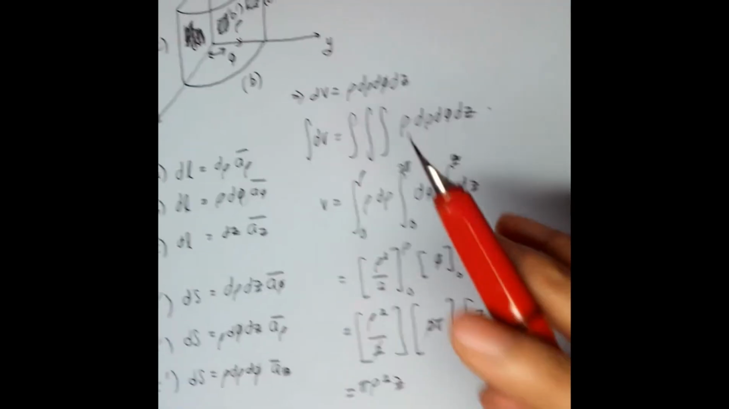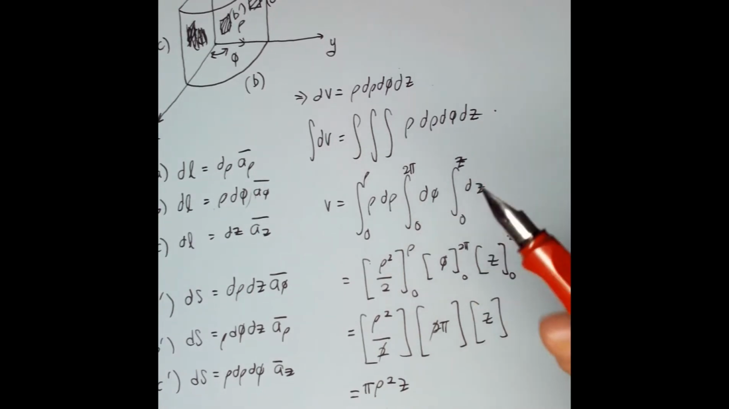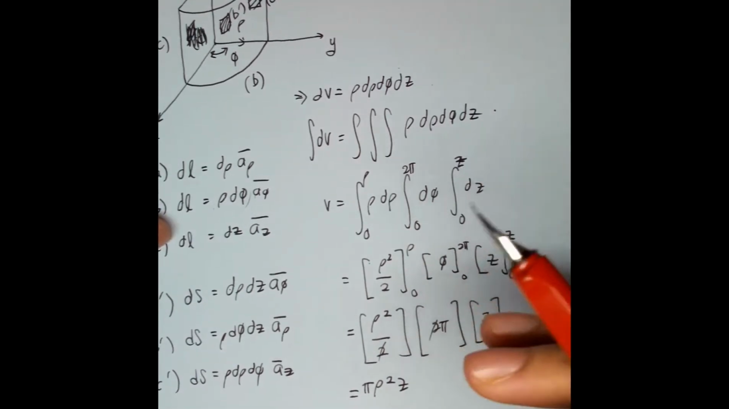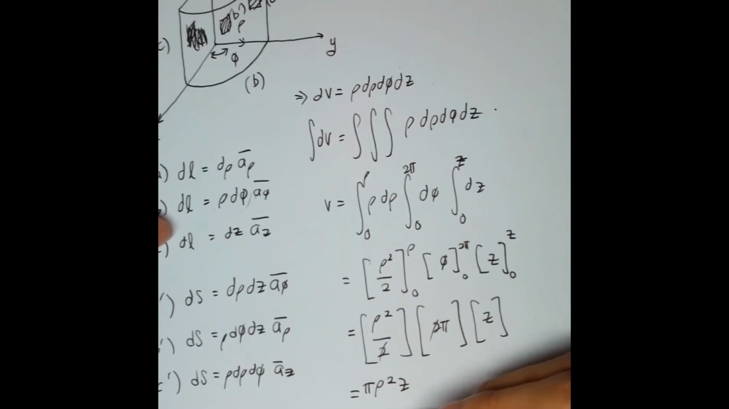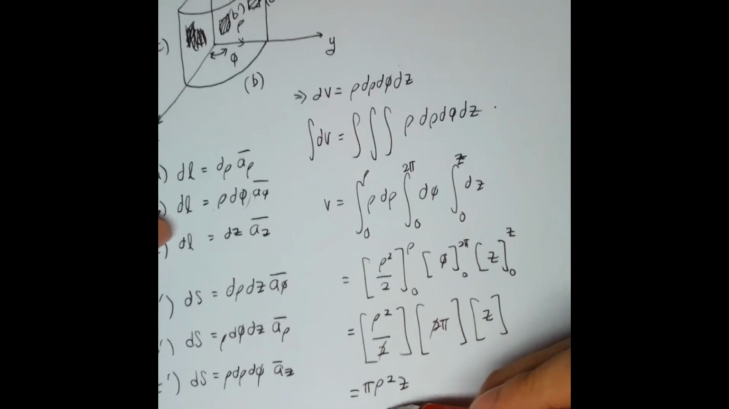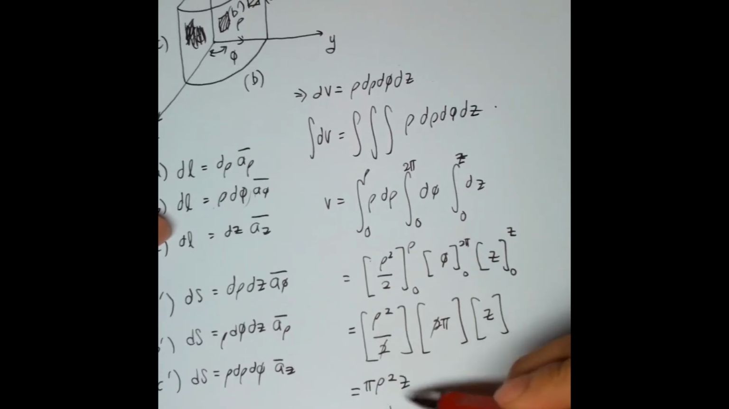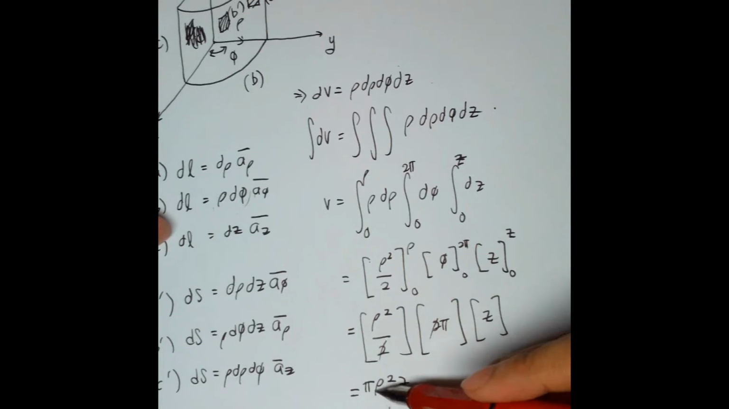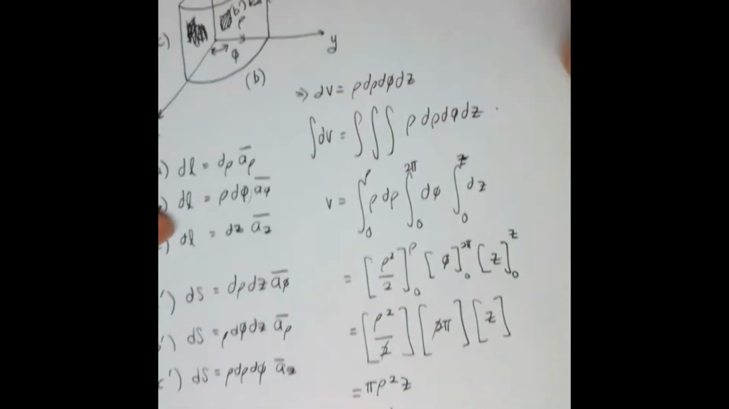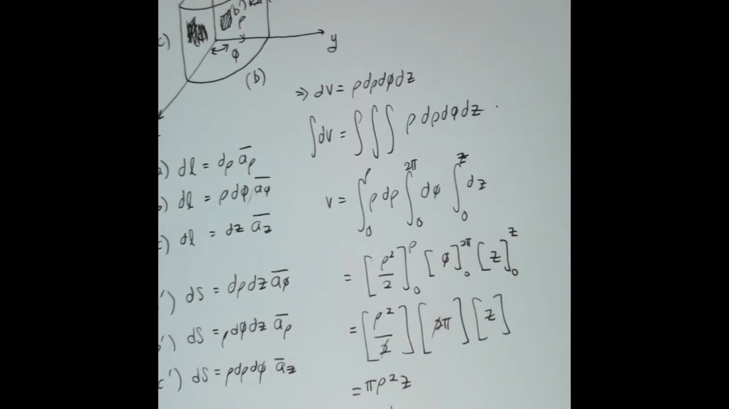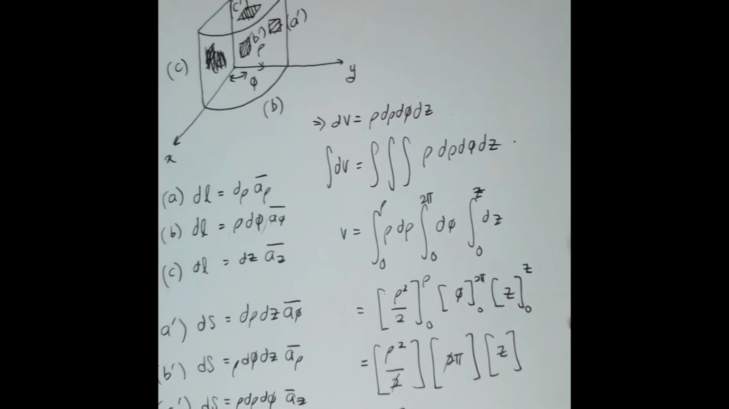The real formula for calculating the volume of a cylinder is pi r squared h. You can see that this and this are the same. The rho is the radius, and the z is the height. So we can see that it is the same. Now that's the cylindrical coordinates. Now let's move on to the spherical coordinates.